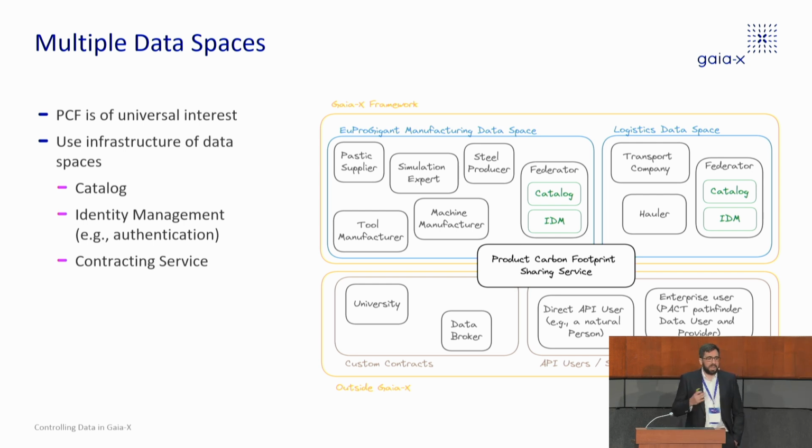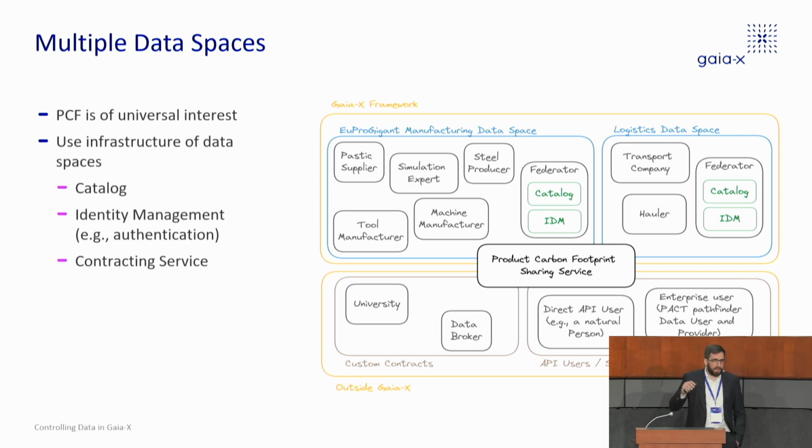So what do we do if we want to address multiple data spaces? This carbon footprint, I think, is of universal interest. It's not just in the manufacturing domain, it's also in the logistics domain. For example, here in manufacturing, we have all these companies, these participants I mentioned earlier, and also a federator that gives you a catalog, for example, has an IDM system and maybe a contracting service. And then the logistics data space probably is the same thing.